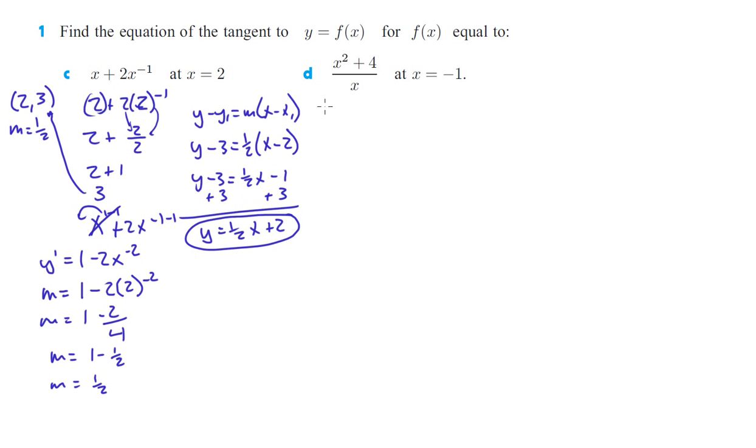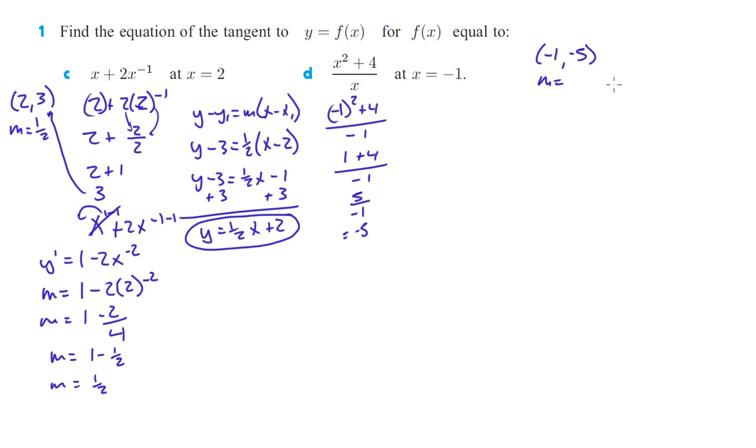All right, moving on to D. So we know our x is negative 1. We've got to figure out our y and figure out our slope. To figure out the y, plug negative 1 in. So we get negative 1 squared plus 4 all over negative 1. Negative 1 squared is 1, plus 4, all over negative 1. That gives us 5 over negative 1, which is negative 5.